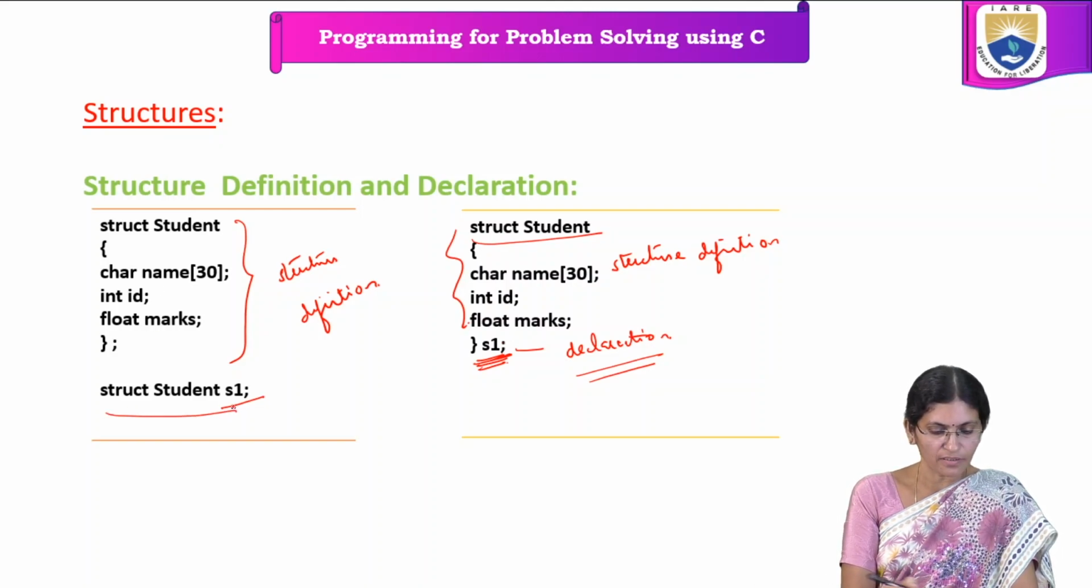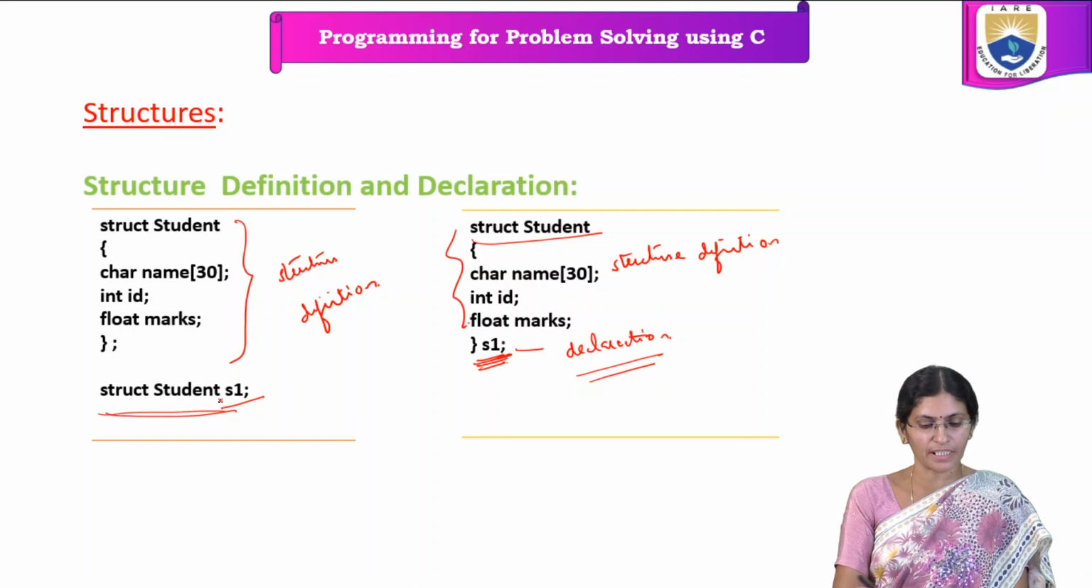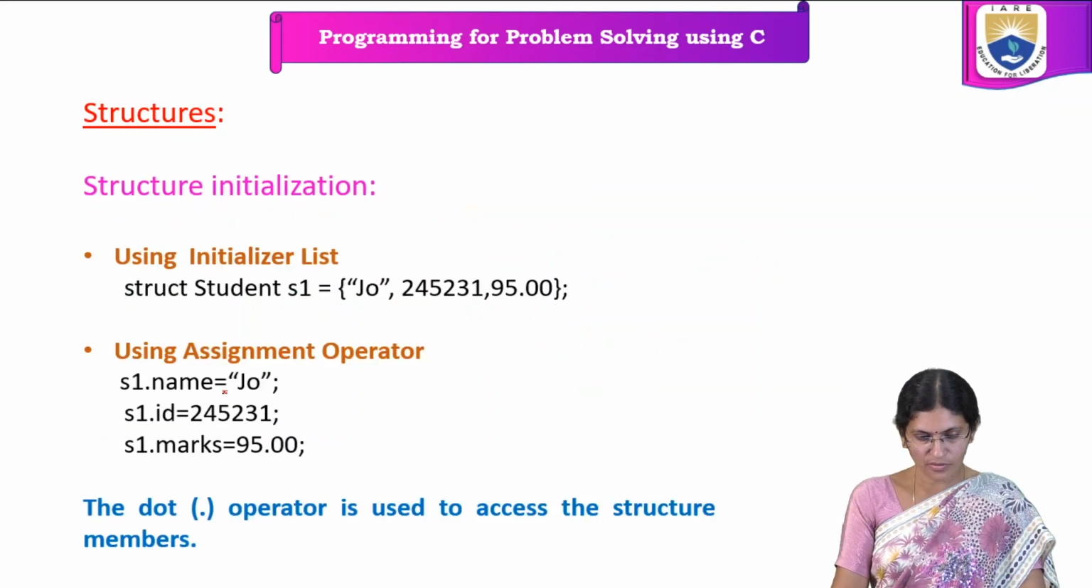So this we have seen. This is one way, and this is the other way in which we can declare the variable s1 for the data type belonging to struct student.